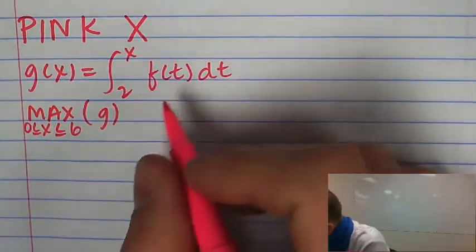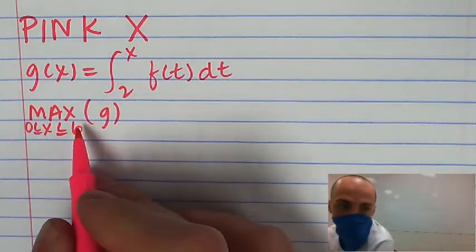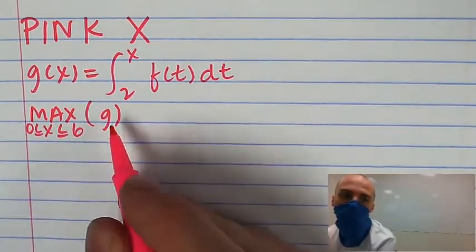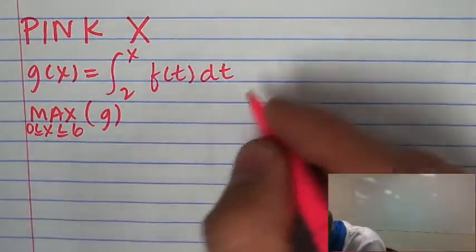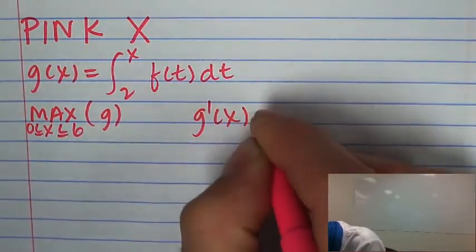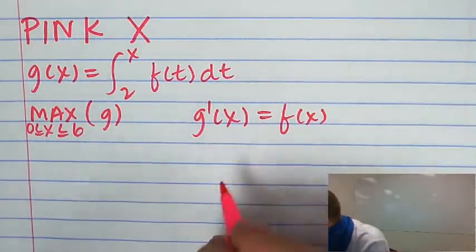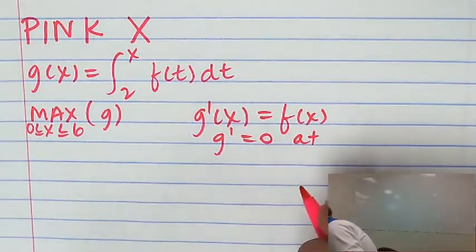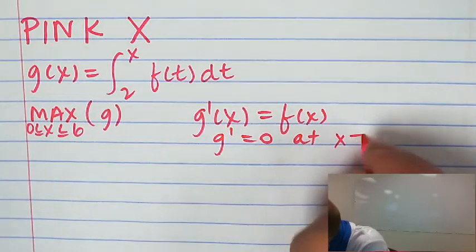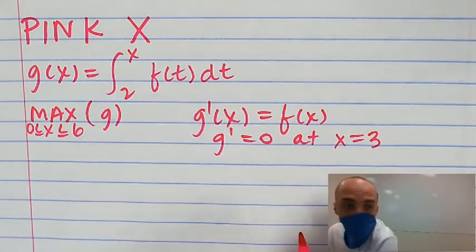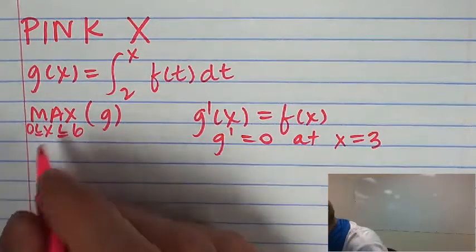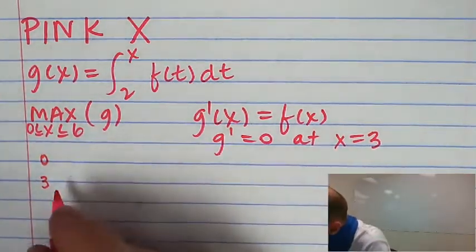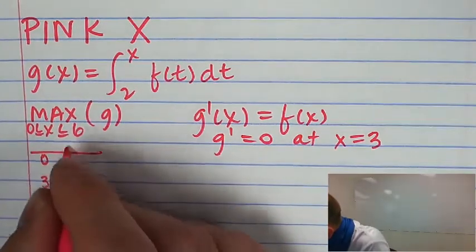So I need to consider the endpoints, see what happens at x equals 0 and x equals 6. And I also need to consider the critical points. Where is the derivative of the thing I'm trying to maximize equal to 0? Well, g prime of x is equal to f of x. G prime equals 0 at, it looks like, x equals 3. So I'm just going to try x equals 0, x equals 3, and x equals 6.